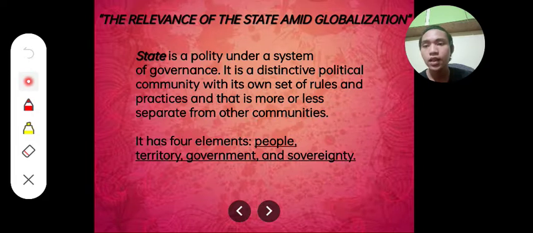So what is the state again? A state is a polity under a system of governance. It is a distinctive political community with its own set of rules and practices that is more or less separate from other communities. This is highlighted here because certain regions are divided into different states. For example, the Oriental is divided into different states: Lupon, Mati, Banay-Banay, Manay. Those are the examples. And it has four elements, namely people, territory, government, and sovereignty.